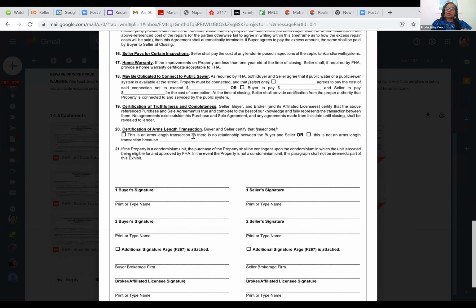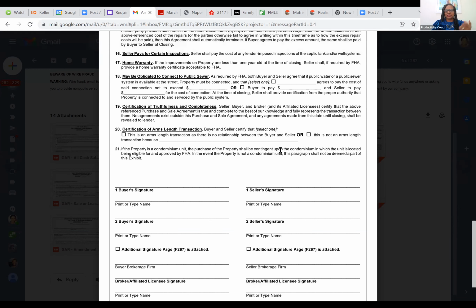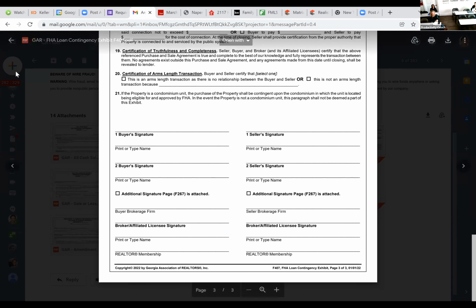And then this is an arm's length transaction. If you're new on arm's length, it just means that we are not in any way related to each other. So if you're not related, the seller and the buyer don't know each other, neither the agent, you just put check, this is not an arm's length transaction, or this is an arm's length transaction. That's the end of that one.